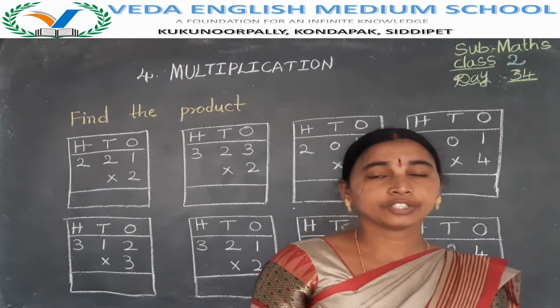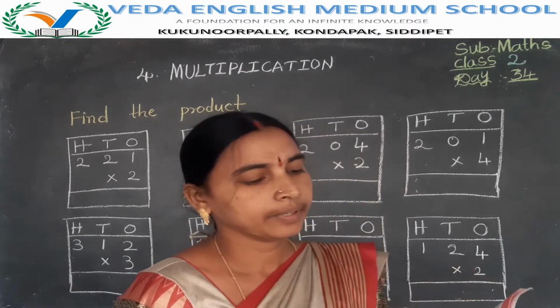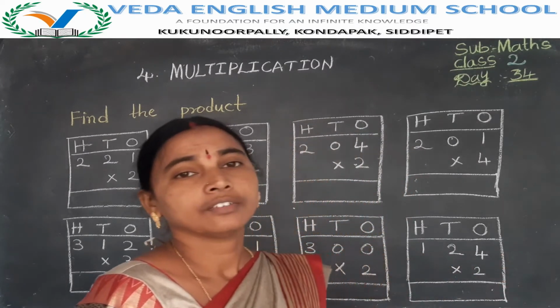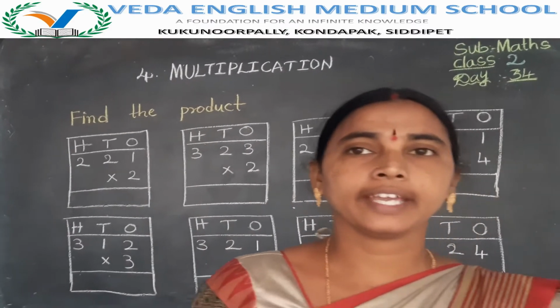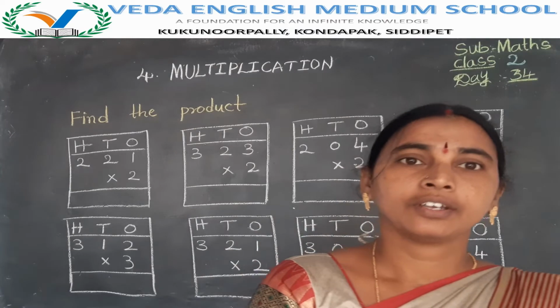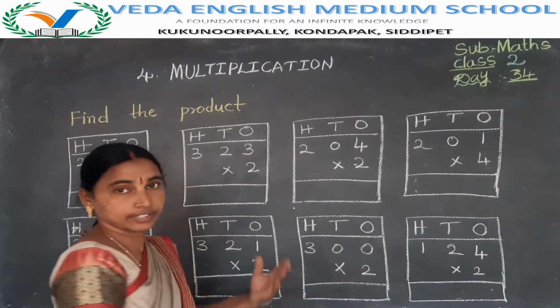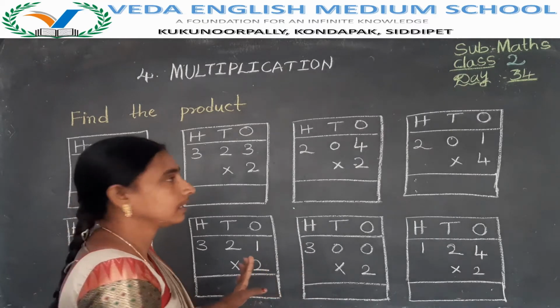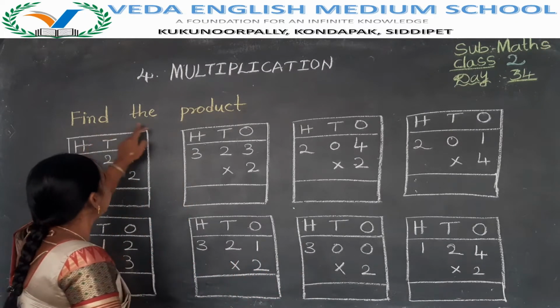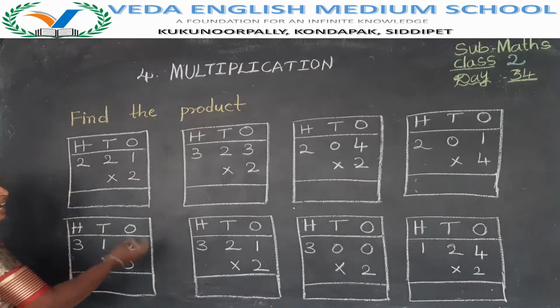In the previous class we learned about multiplication of a two-digit number with a one-digit number, with carrying problems. Today, multiplication of three-digit numbers with a one-digit number without carrying. Yesterday with carrying, today without carrying. Okay, first of all, find the product. Find out the answer.